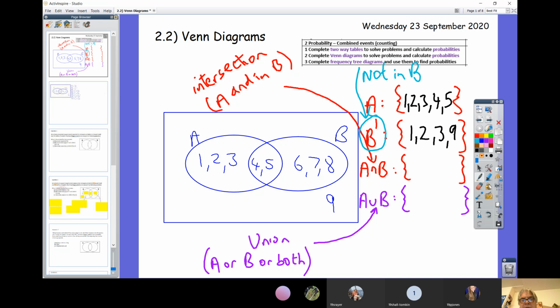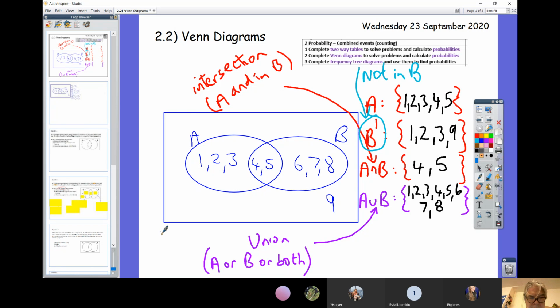Okay, so anything that is not in B, A intersection B, Henry, 4 and 5, and then A union B, Grace. Lovely. 1, 2, 3, 4, 5, 6, 7, and 8. Now, our whole world on this question, everything in the rectangle, is 1, 2, 3, 4, 5, 6, 7, 8, and 9. That is our universal set.